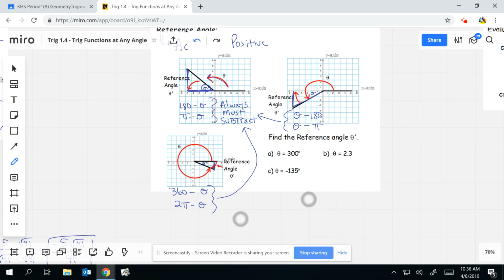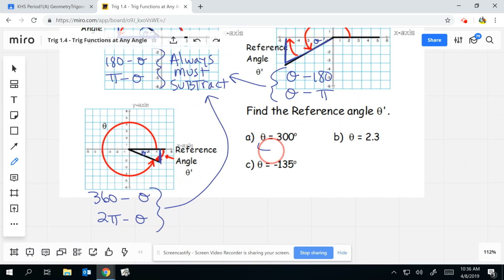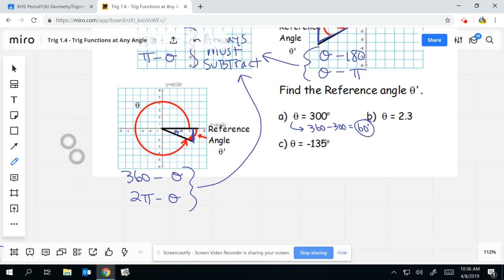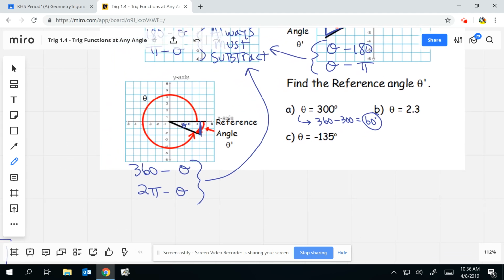So for this first answer, 360 minus 300, your reference angle is 60 degrees. 360 minus the 300 would give 60 degrees left over. It's positive, it's acute, it works.